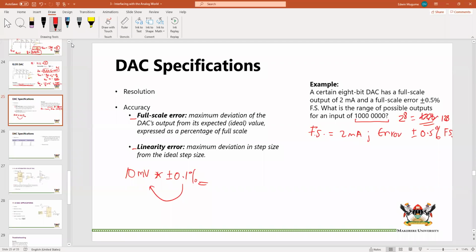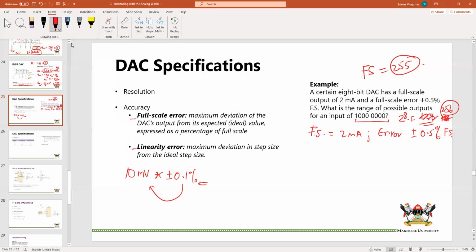Anyway, whatever that is, 2 to the power 8 is, yeah, 256. So 256, okay. So let's continue. Now basically we are expecting a full scale. Usually full scale is 2 to the power n minus 1, which is 255.